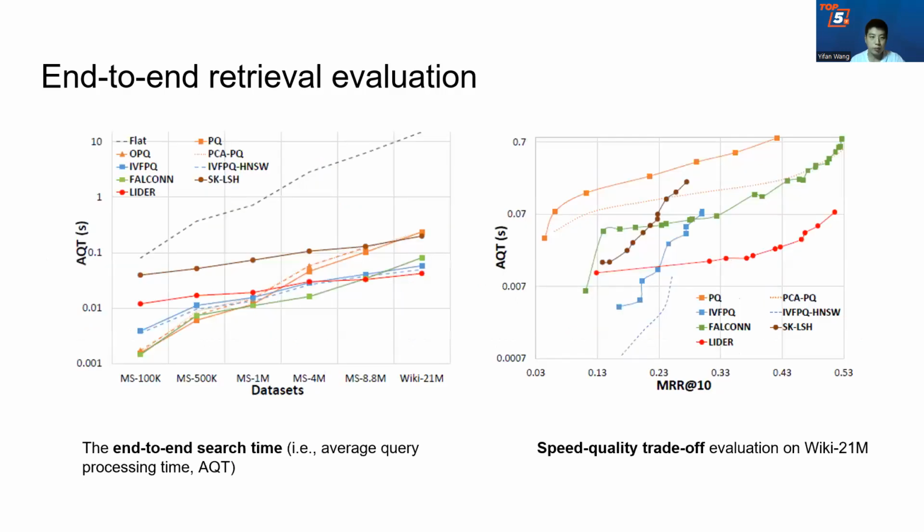So first, for the end-to-end retrieval quality, we can see LiDAR achieved the highest score, especially on the largest data sets. And for the retrieval efficiency, the left figure is the fixed-parameter baselines, so the same parameters for each baseline on different sizes of data sets. We can see that along with the increasing data set size, LiDAR has the slowest growth of the AQT. It means LiDAR has the best scalability. And the right figure shows the speed-quality trade-off evaluation on the largest data sets. We can also see the red line, LiDAR's curve, achieves the best speed-quality trade-off.